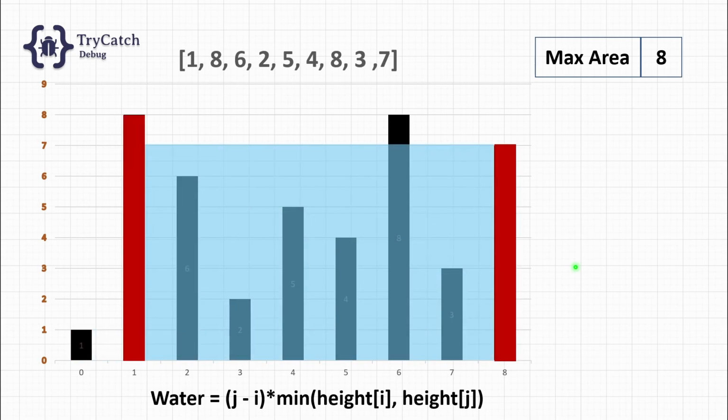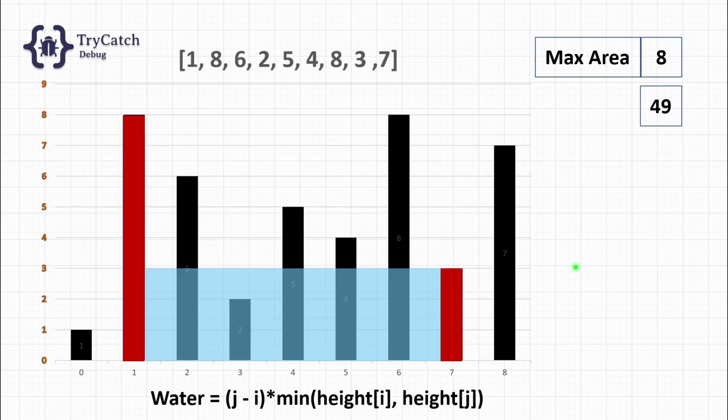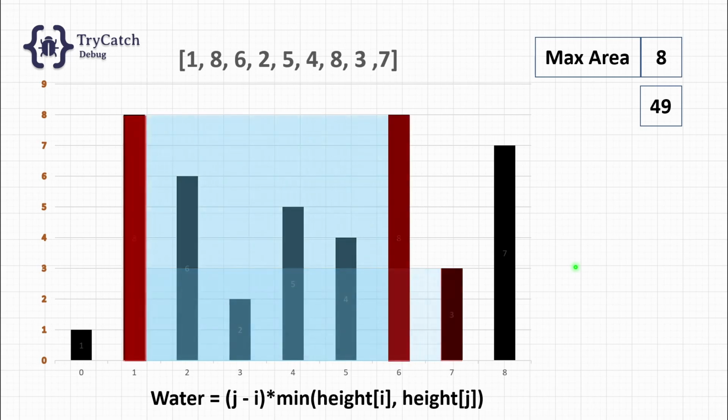The area of this container is 49. Similarly, index 8 has less height than index 1, so we'll decrement index 8 to index 7. Now this container has an area of (7 minus 1) into 3, that is 18, which is not greater than 49. So our max area is still 49. Now between index 1 and 7, 7 has less height, so we'll move it to index 6. This container has an area of 5 into 8, that is 40. 40 is still less than 49.